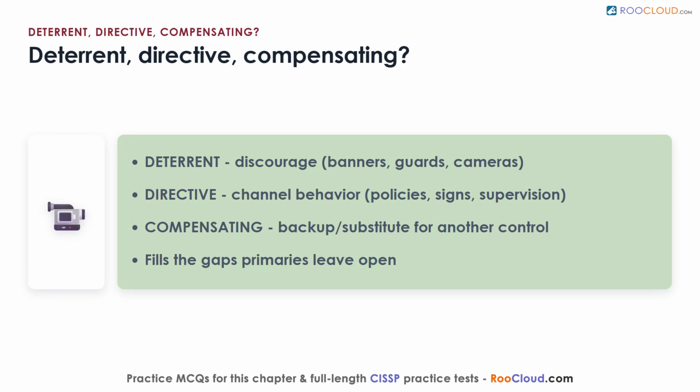A compensating control is a backup option that supports or substitutes for another control. Picture a backup that restores a file when a preventive control failed to stop its deletion, or a disaster recovery site that stands in when fire suppression fails. Compensating controls fill the gaps the primary controls leave open.